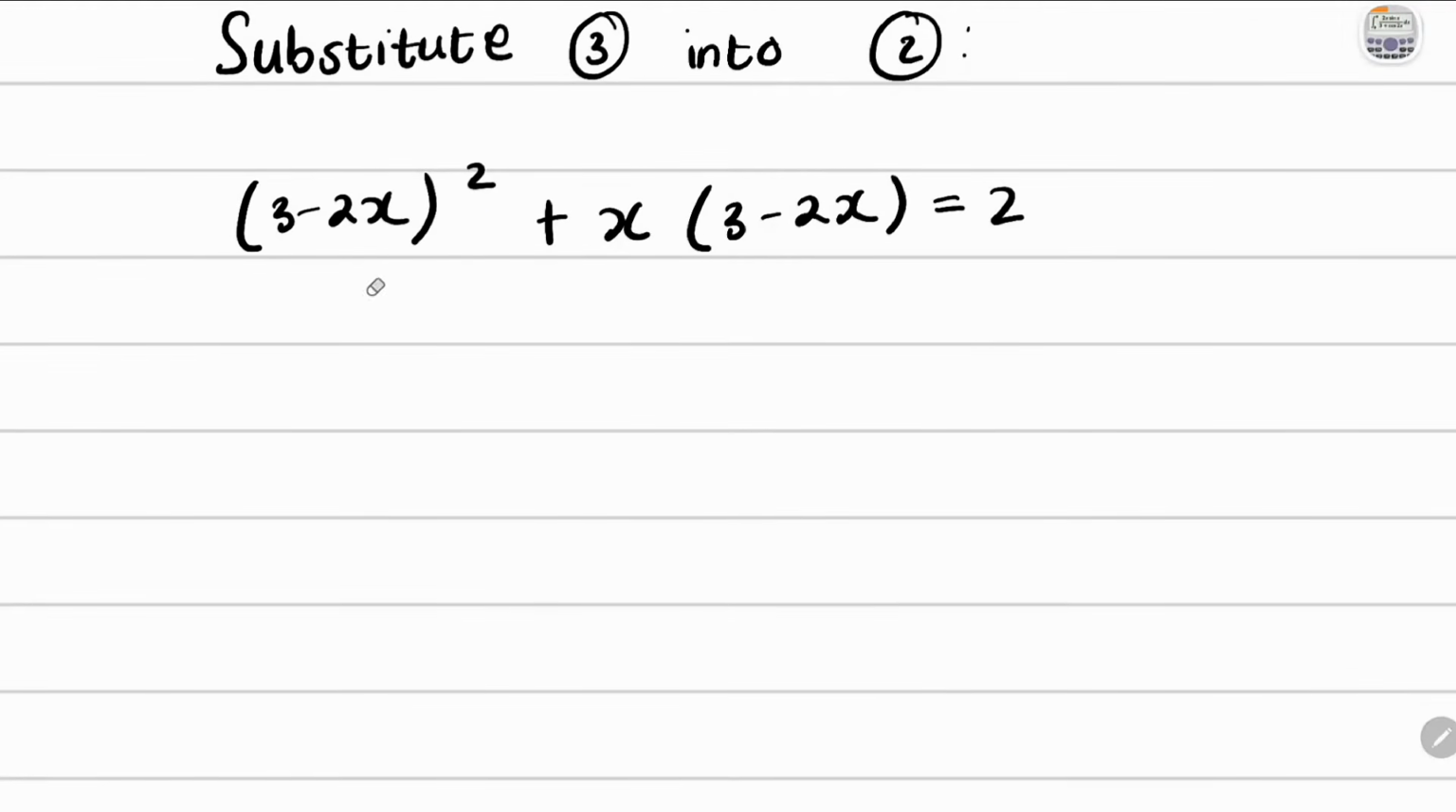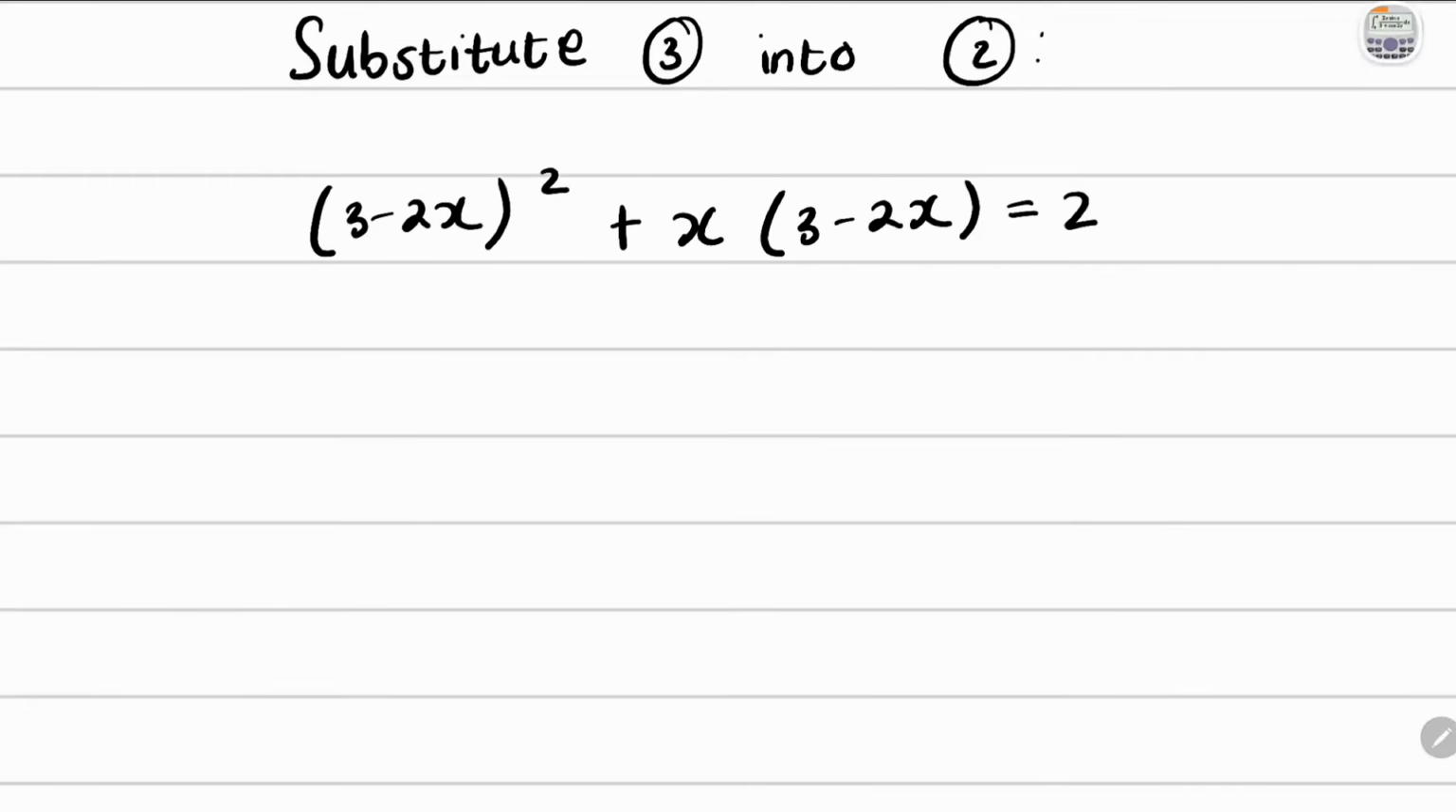Okay, so we have that whole thing where we have a binomial squared. So the quick method, we take the first term and square it, and it gives you 9. Take the second term and square it, negative 2x squared, which gives you positive 4x squared. Then you say the first term multiplied by the second term. 3 times negative 2x is negative 6x, and then you multiply that by 2, so that gives you negative 12x.